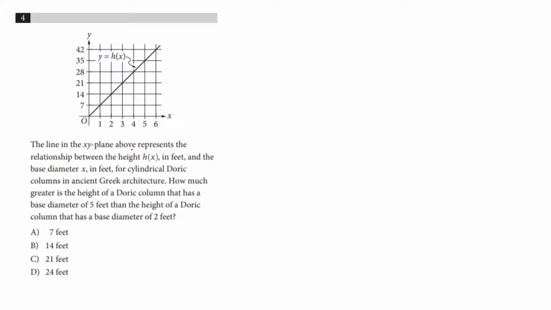So the line in the xy plane above represents the relationship between the height, h of x, in feet, and the base diameter, x, in feet, for cylindrical Doric columns in ancient Greek architecture. How much greater is the height of a Doric column that has a base diameter of 5 feet than the height of a Doric column that has a base diameter of 2 feet? Okay, so they give us the two values. We have 2 feet versus 5 feet, if I'm not mistaken. So we have to find the difference between the heights that are associated with this, right?